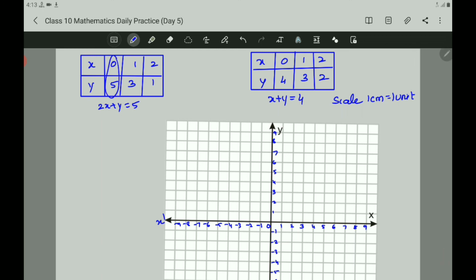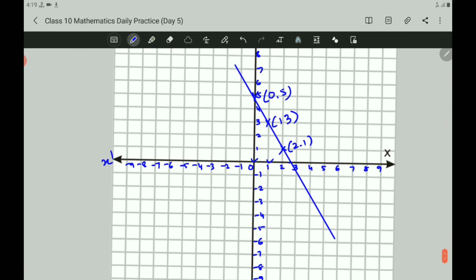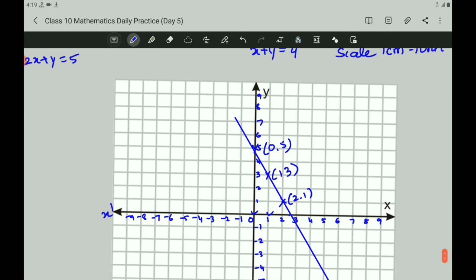Now take the point 0, 5. You know that 0 is here, 5 comes here. Mark 0, 5 here. Then 1, 3. 1 is here, 3 is here. So this is 1, 3. And 2, 1 comes here. Join all these 3 points to get a straight line. So you got a straight line, that is the line of the linear equation 2x plus y equals 5.